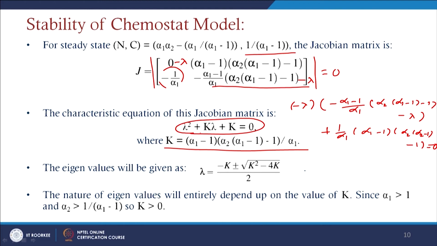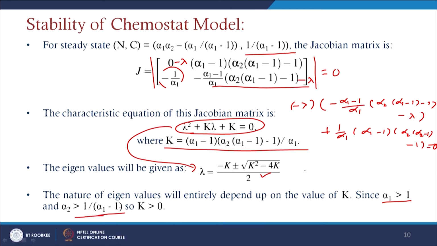And if you find these eigenvalues, this is a quadratic equation. So, it will provide two roots, that is minus k plus or minus square root of k square minus 4k by 2 here, and the nature of eigenvalues will entirely depend on the value of k. Since we have already assumed that alpha 1 is greater than 1 and alpha 2 should be greater than 1 by alpha 1 minus 1.